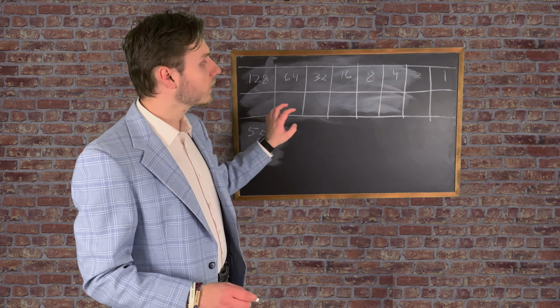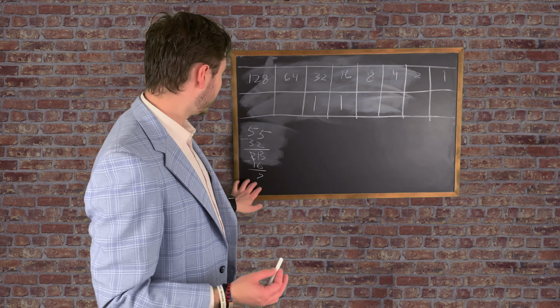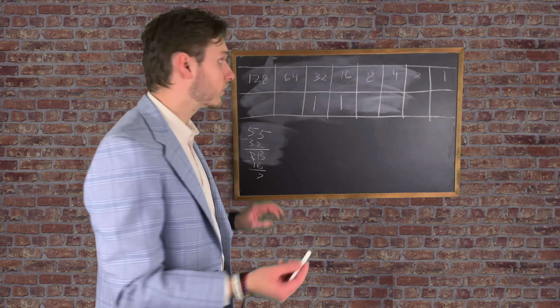All right, so now we just do it again. Find the biggest number. Well, 16, that does fit into 23. So we're gonna write 16 down here. 23 minus 16 equals 7, so we have a 7. We're gonna put a 1 there as well. 8 doesn't fit into 7, so we're going to put a 0 there, okay?